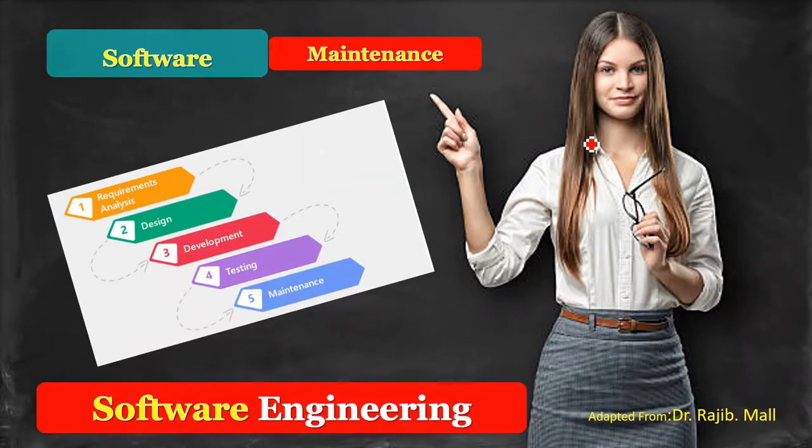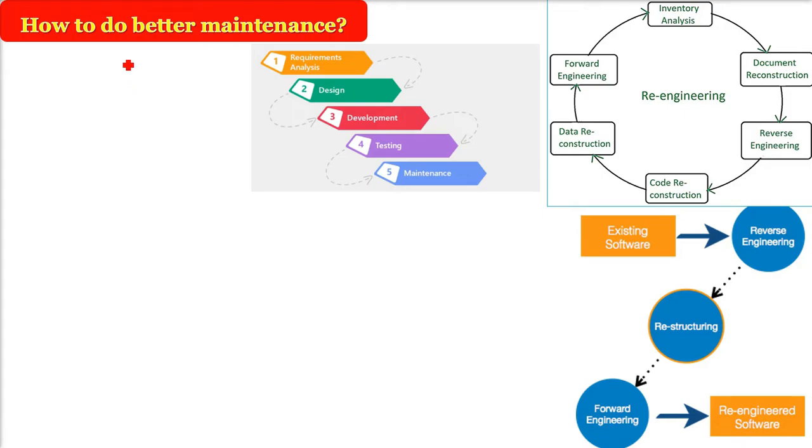In software engineering, we are taking software maintenance. That is, to keep up the software. How to do better maintenance? Software maintenance is the last phase in the software development life cycle, but it is the most important phase. So how do we do it?